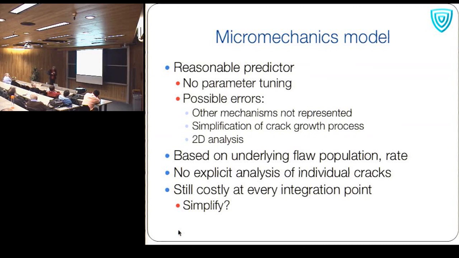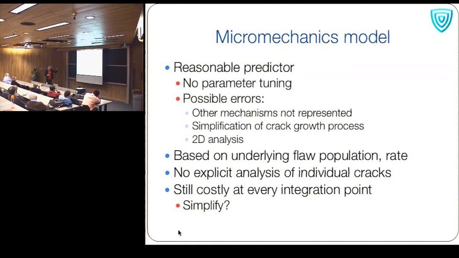The possible errors: there might be some other mechanisms going on here that we didn't capture at all. We didn't think about the fact that these cracks coalesce and that further weakens the material more quickly. We're just dealing with individual cracks at this point. This is a 2D analysis. Actually, the 3D analysis, it turns out, came out about the same. But you know, there are possibilities here for problems.